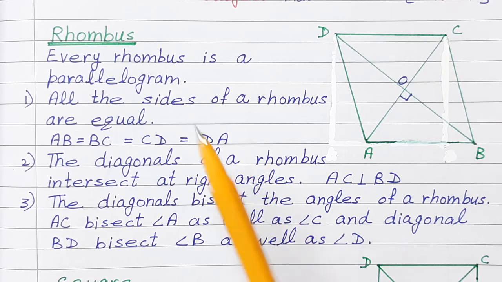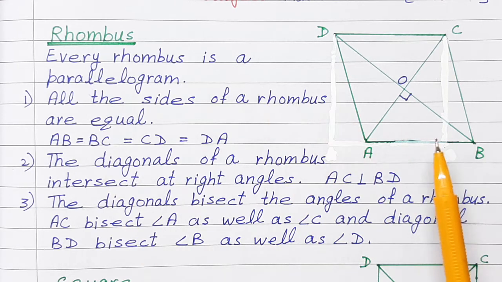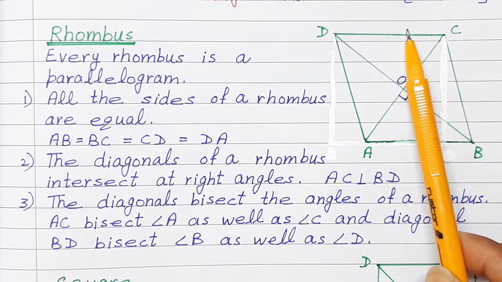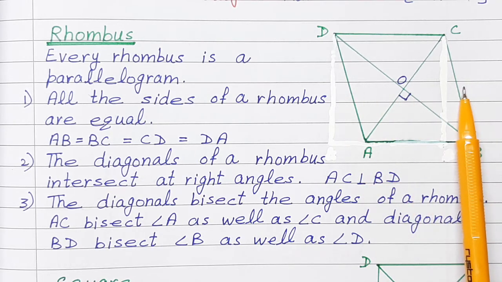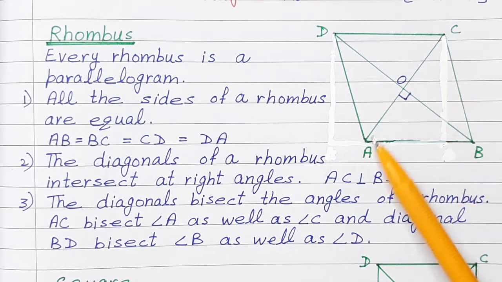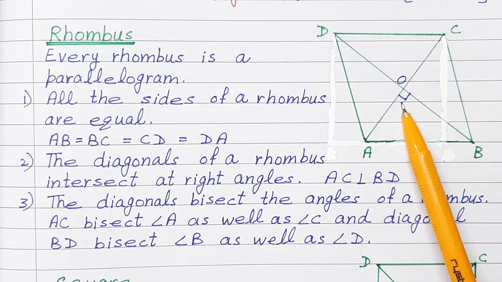Children, we know that every rhombus is a parallelogram. Therefore, AB is parallel to CD and AB is equal to CD. Similarly, AD is parallel to BC and AD is equal to BC. Right? And of course, the diagonals bisect each other. But children, in case of a rhombus, the diagonals bisect each other at 90 degrees. This is very important. Right?